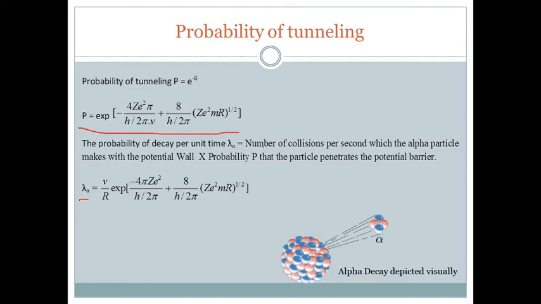multiplied by the number of collisions per second which the alpha particle makes with the potential wall, and that is given by V by R. So V by R is the number of attempts it makes in 1 second, where V is the velocity of the tunneling particle, R is the radius of the daughter, and this multiplication factor here comes in. It is multiplied by this expression, which is nothing but the probability of tunneling. So these 2 determine the decay constant.